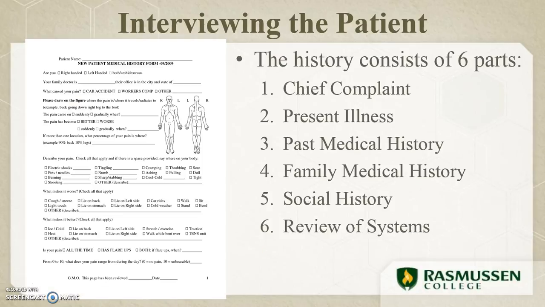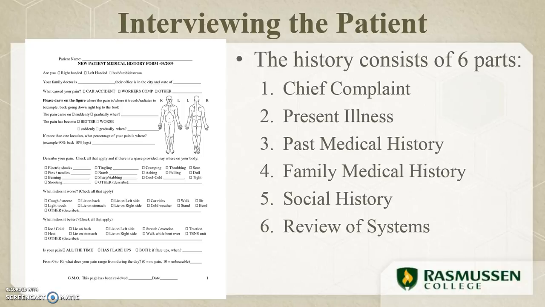Next, we have interviewing the patient. So this is completed when we take a patient's health history. When we take a patient health history, it's broken down into 6 categories. The 6 categories are a chief complaint, present illness, past medical history, family medical history, social history, and a review of systems. Your chief complaint is the reason for the patient's visit. Why are they there that day?